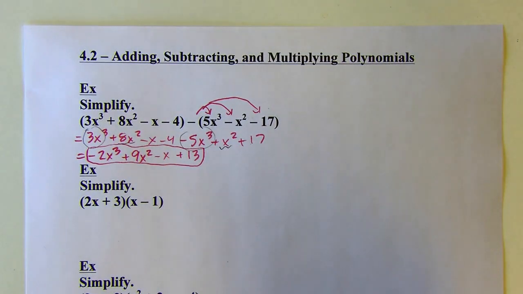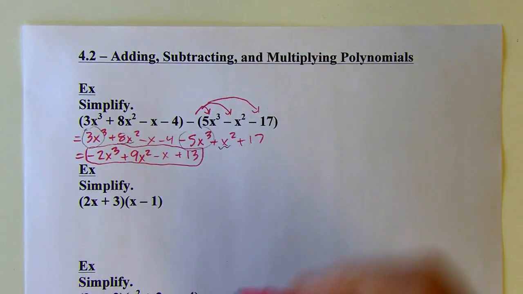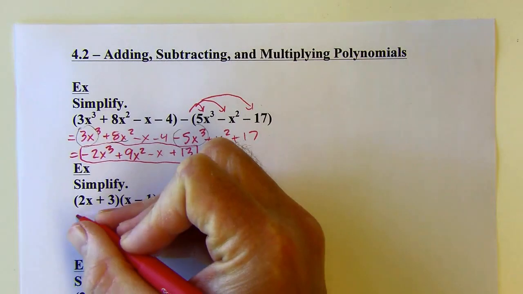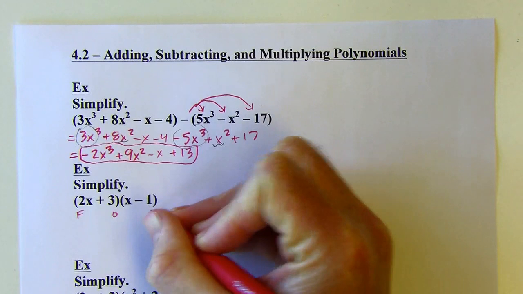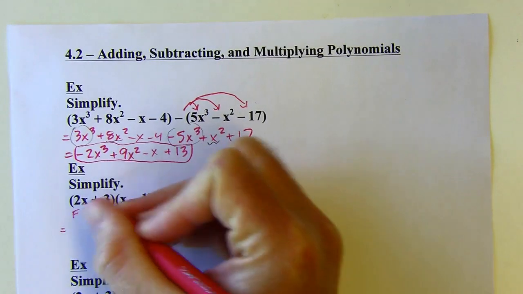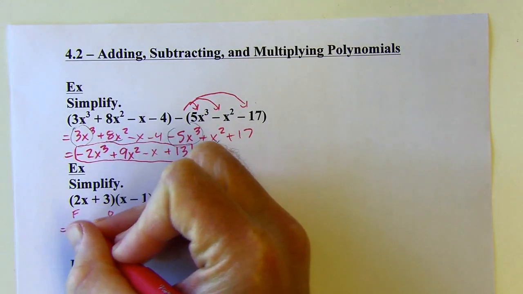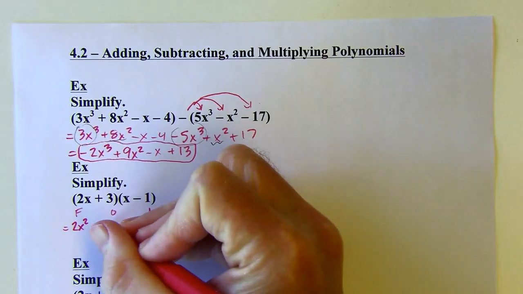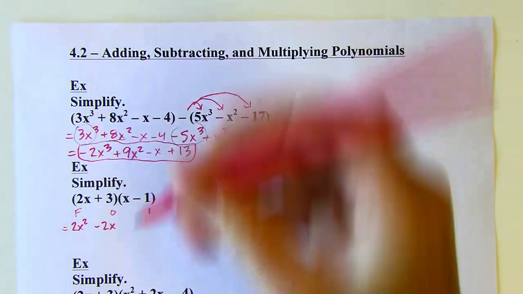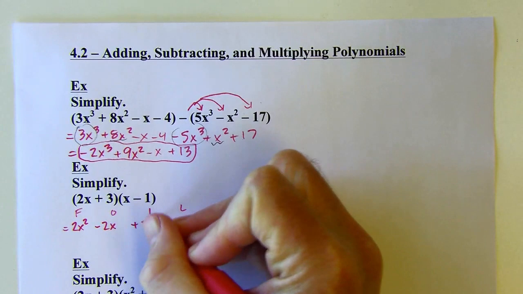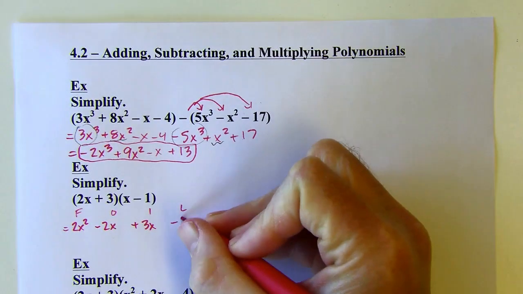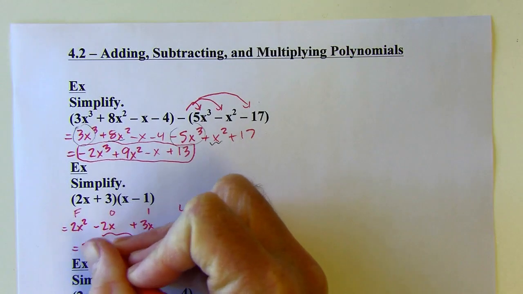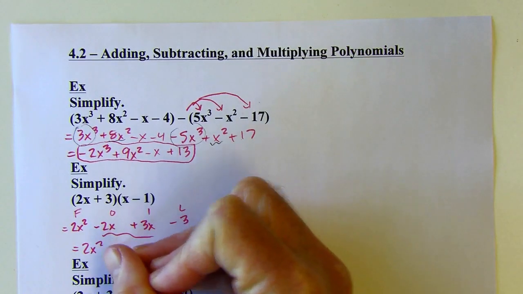Okay. All right, next up, I'm going to simplify this, and I'm multiplying these two binomials together, and we're going to FOIL. First, outer, inner, last. So first, 2x times x is 2x squared. Then I've got outer, 2x times negative 1, negative 2x. Inner is 3 times x. Last is 3 times negative 1. Combine my like terms, which are the middle terms there. So I get 2x squared plus x minus 3.